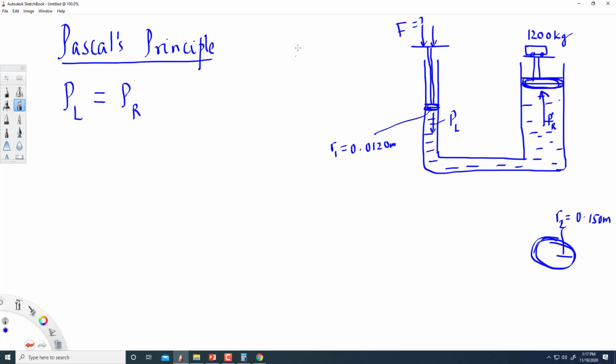Pressure on right is equal to pressure on left. We know the formula for pressure. Pressure is force over area. This pressure is force over area. That pressure is also force over area. So we cannot write F and A here because they are not the same. Because area is different, force is different. So I need to write L to denote it's on the left side, and R to denote it's on the right side.